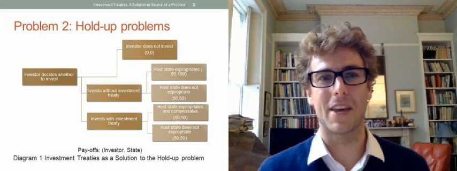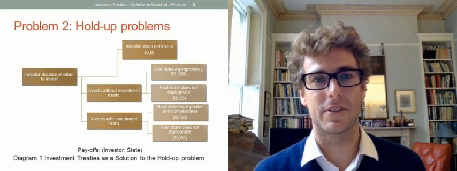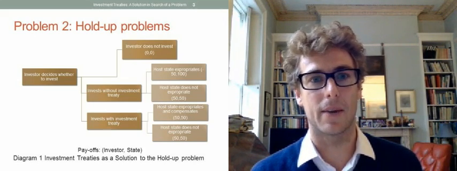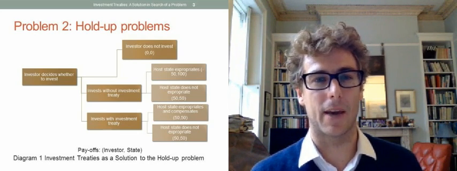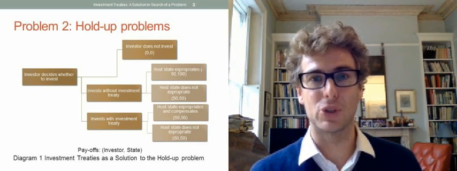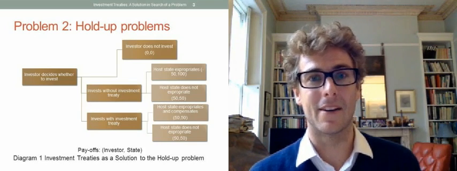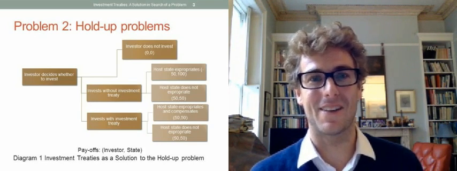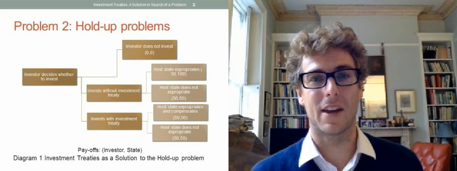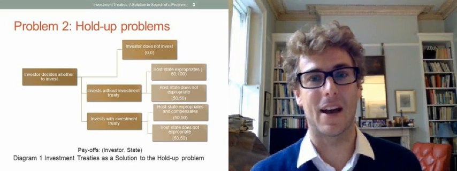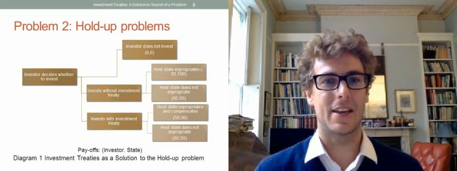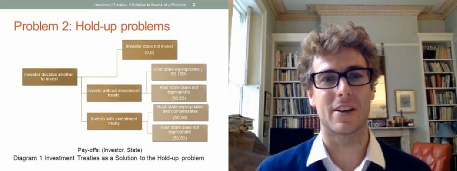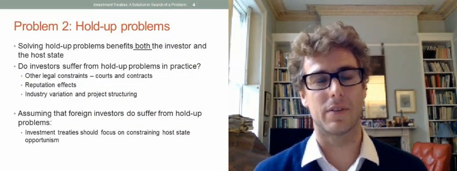And the hold-up problem is that the investor knows that the rational move for the state at the second stage of the game is to expropriate the investment. Because the investor knows this, it decides not to invest at all at the first stage of the game. The result being that mutually beneficial projects don't go ahead, and both the investor and the host state are worse off than if the investor had gone ahead as originally planned. So the role of an investment treaty here is to solve that problem by guaranteeing compensation would be paid in the event of an expropriation.